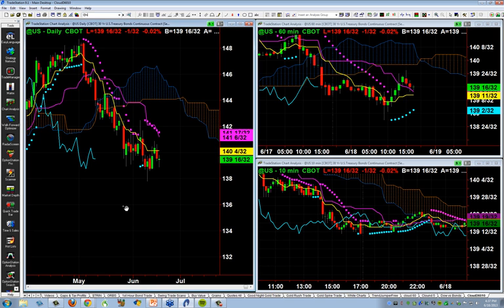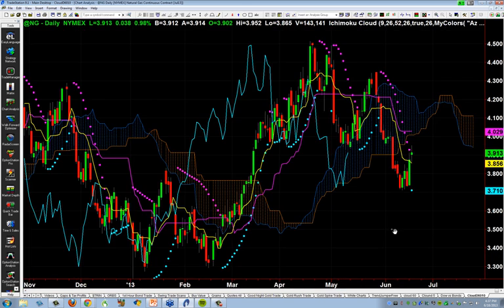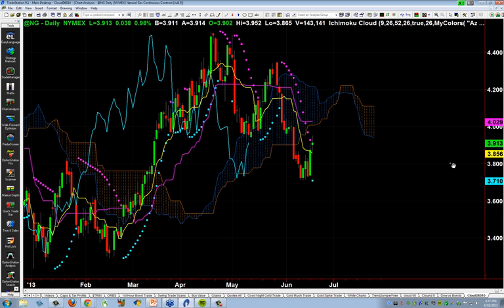At NG for Natty Gas. Natty Gas on a daily, what do you got? Ooh, Widowmaker. So you've got the clouds red. The price action is below the cloud. What is this right here? Widowmaker. You see it right there? Widowmaker. It's like a wait unless you like pain.